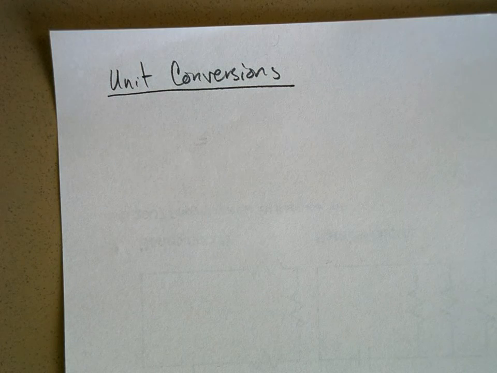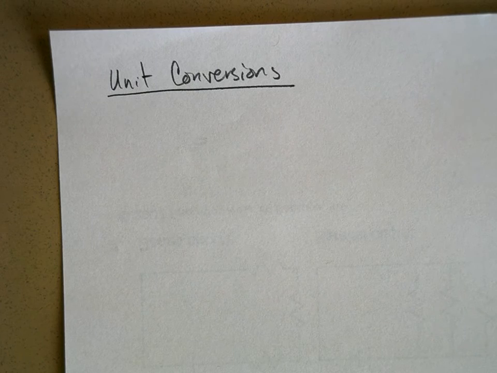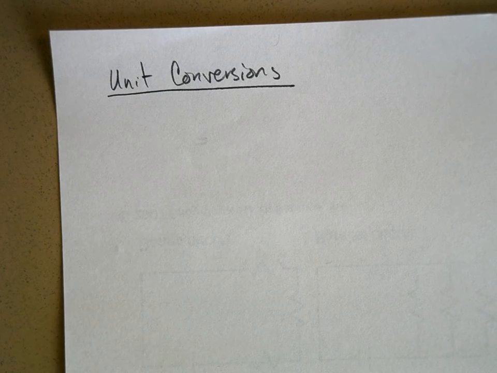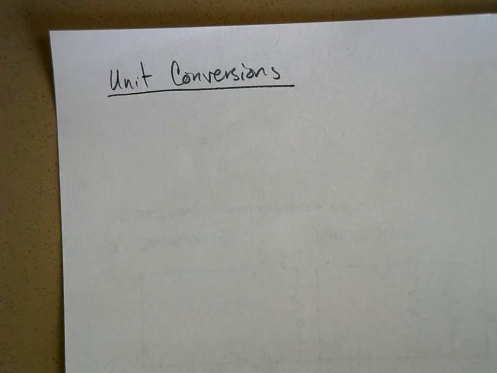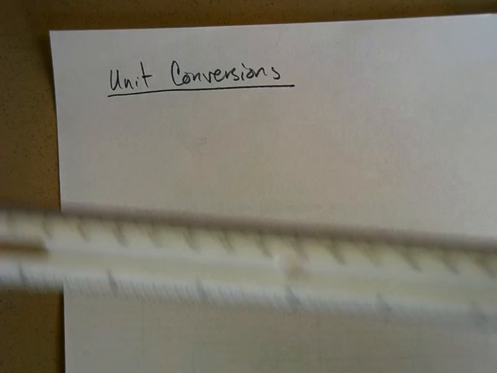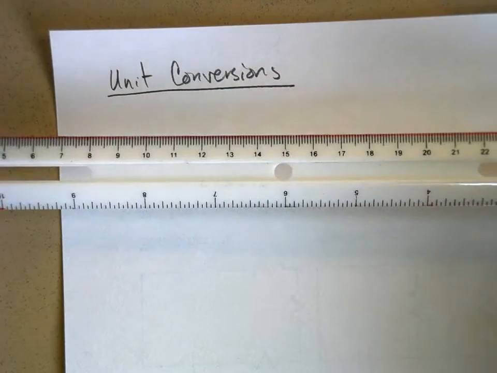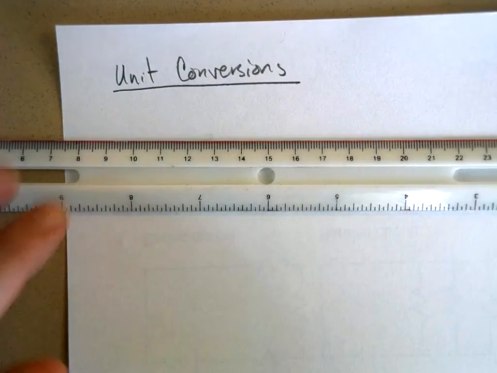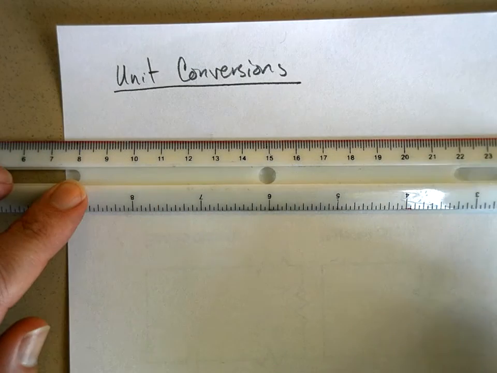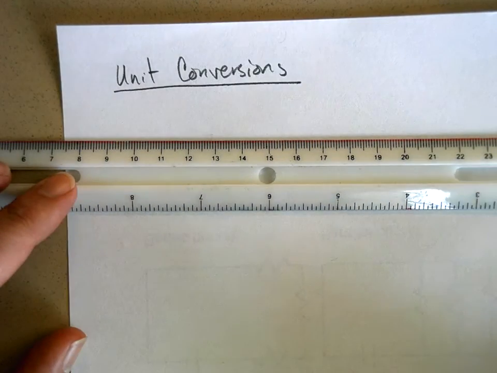One of the most common calculations you'll make is unit conversions. There are different ways of measuring the same thing. All you have to do is look at this ruler right here, and you can see that over here you've got centimeters, and down here you've got inches.